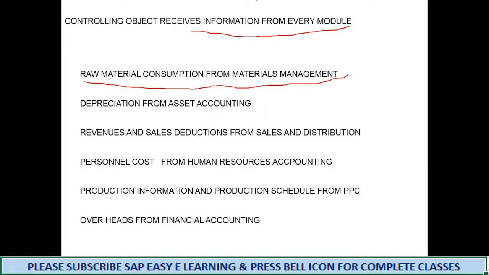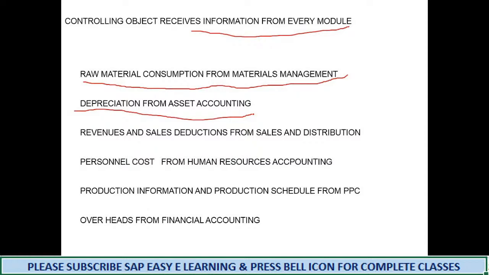Then depreciation from asset accounting. We have already seen that when we execute the depreciation run, the depreciation account in the general ledger is updated, right? Means the depreciation is taken from asset accounting into the general ledger. From the general ledger, that is transferred to the controlling component.